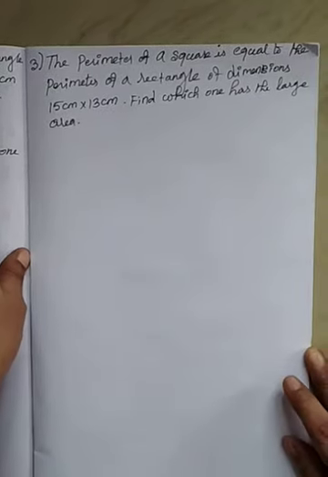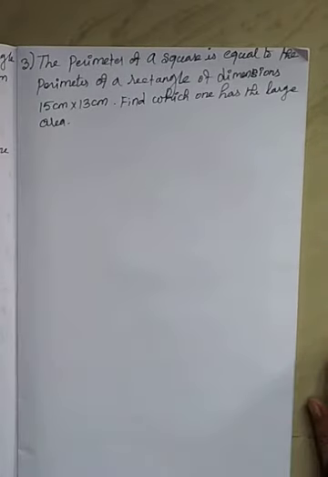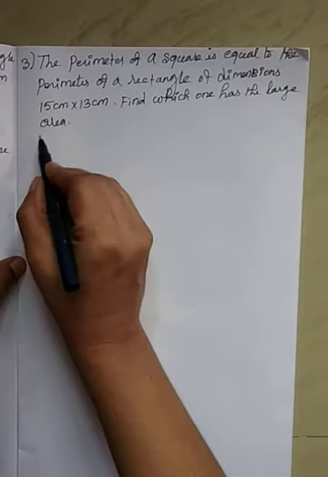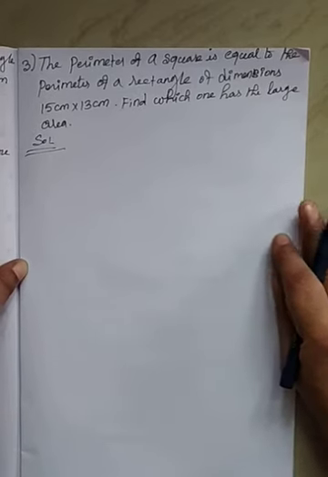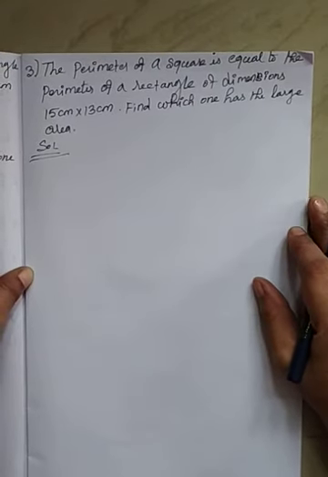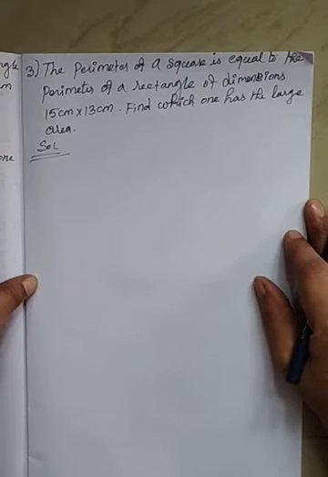Okay, see what is the question. The perimeter of a square is equal to the perimeter of a rectangle of dimensions 15 centimeter into 13 centimeter. Now you have to find which one has the large area. Okay, see the first. How can you find in that one? See, first you have to write area of the rectangle.